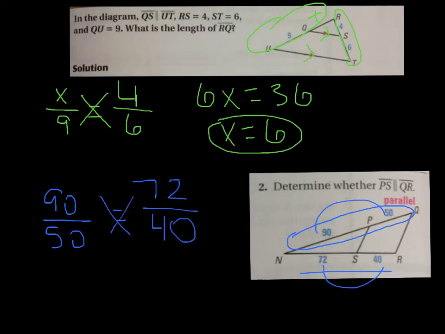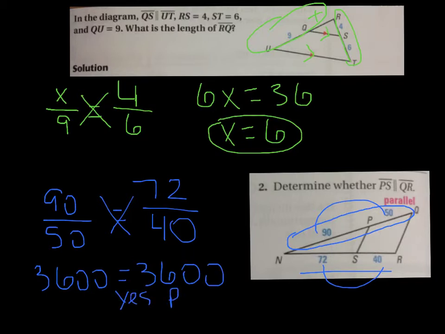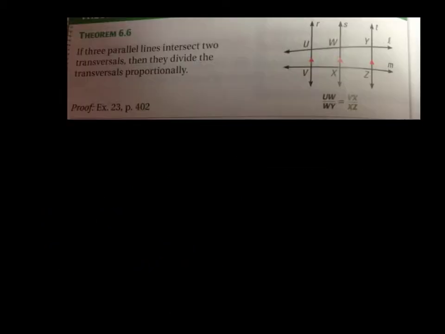So I'm still going to cross multiply, but we're going to see if we wind up with the same number. So I get 3,600 equals 3,600. So if we get the same value there, we would say yes, PS is parallel to QR. If we would have gotten a different value, then we would conclude that they were not parallel to one another.